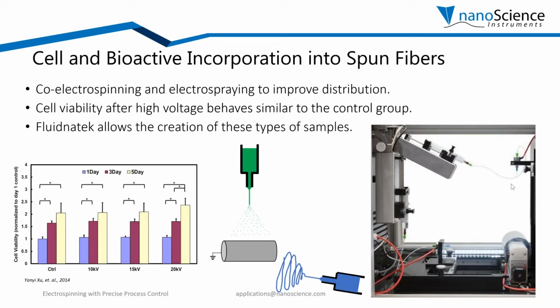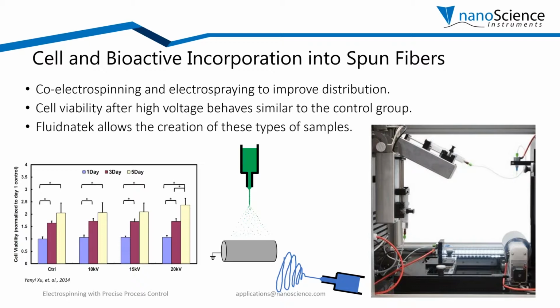A beautiful advantage of the Fluidnatek is that for the LE50 and up, so LE50, LE100, and LE500, we could implement the unit with two independent high voltage sources. This means that two different solutions can be processed simultaneously. This allows the unit to process two different types of fibers, two different types of particles, a mixture of fiber and particles, or even fibers and cells.